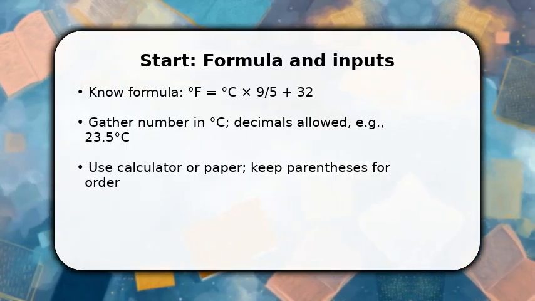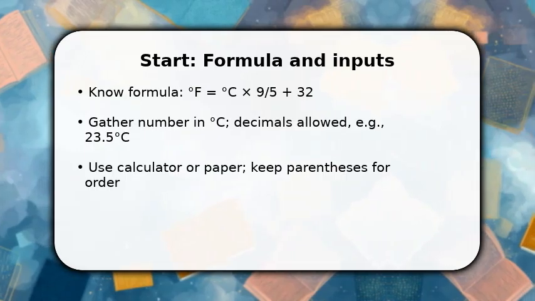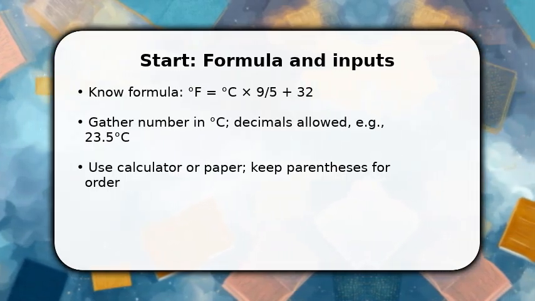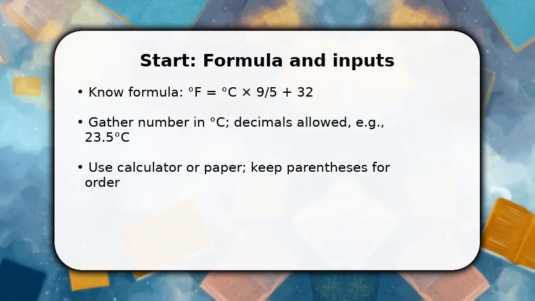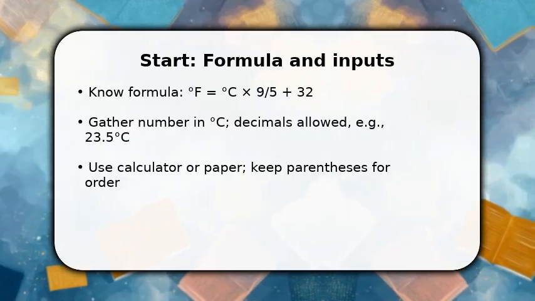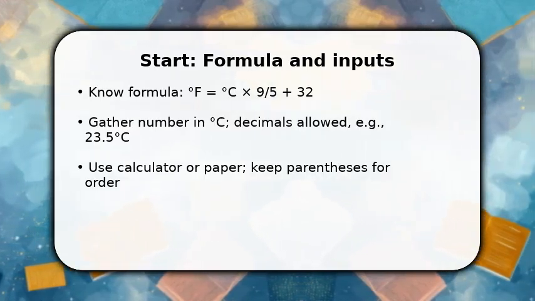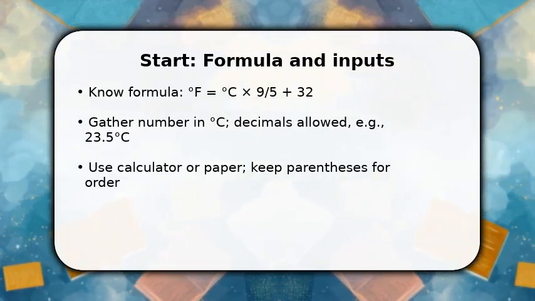This preserves the ratio between the scales. Once done, add 32 to shift the 0 point from Celsius to Fahrenheit. Make sure to keep the multiplication and division together before adding 32 so you don't change the result.